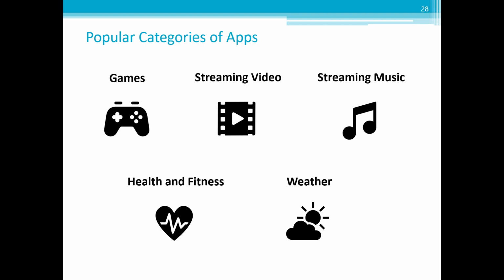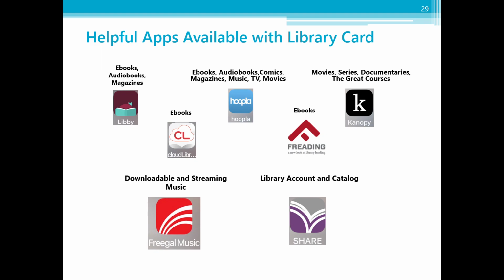You can get Netflix, Hulu on your phone if you have those subscriptions. But here are a couple of apps that you are able to use with your library card. If you have a library card with the Jerseyville Public Library, you can download these apps: Libby, Hoopla, Canopy, Cloud Library, Freegal Music, and our newest app is the Share app, which is your library account. You can hold books on that. You can check when your books are due. You can ask it to renew. It's a pretty cool app if you're interested in that one.